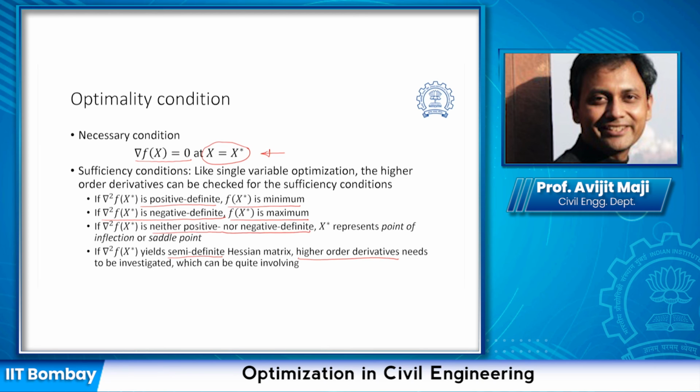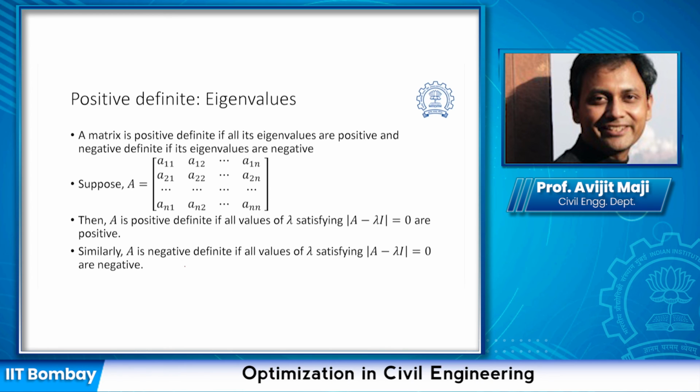Now we said that the second order derivative has to be positive definite for a minimum function value, or negative definite for the function to be maximum. Let us see how we can say a particular matrix is going to be positive definite or negative definite. There are two ways we can do it. The first way is looking into the eigenvalues. In this case, if we find the eigenvalues of a particular matrix are positive, then we can say that the matrix is positive definite. If the eigenvalues are negative, then the matrix is negative definite.